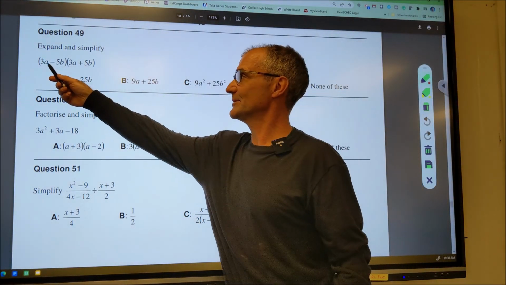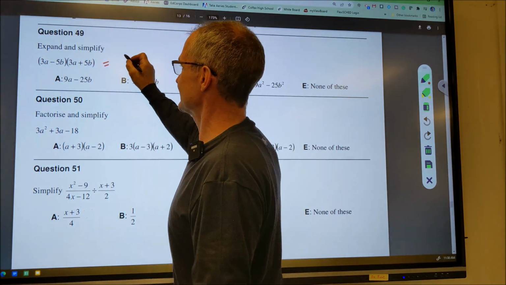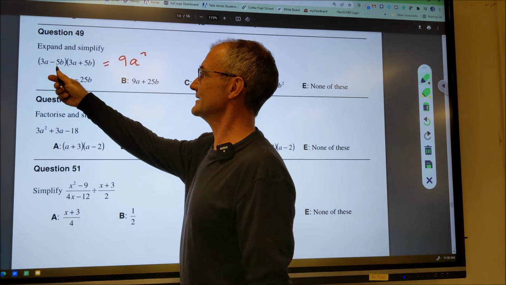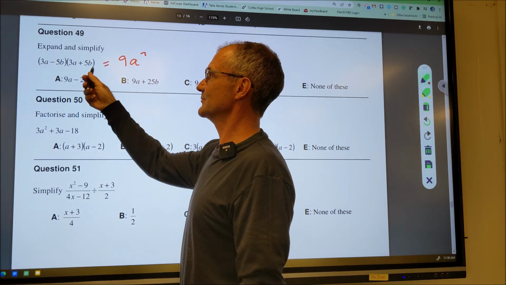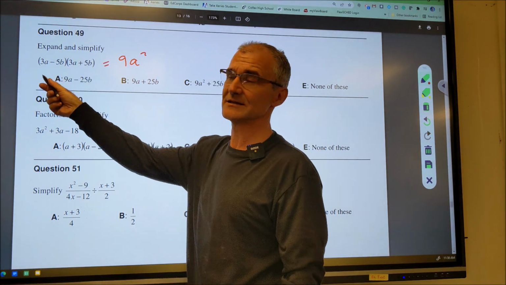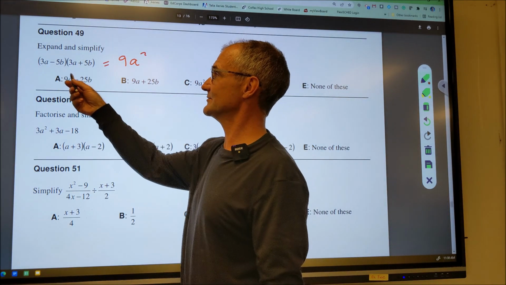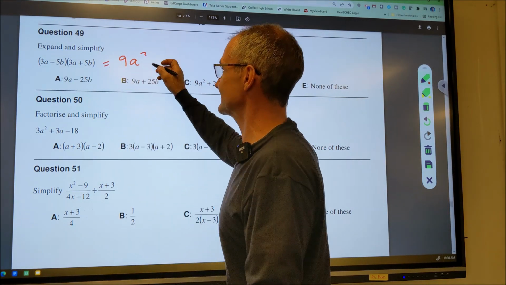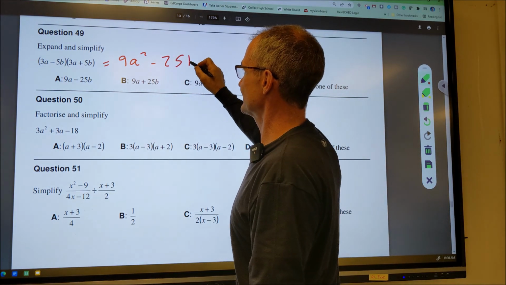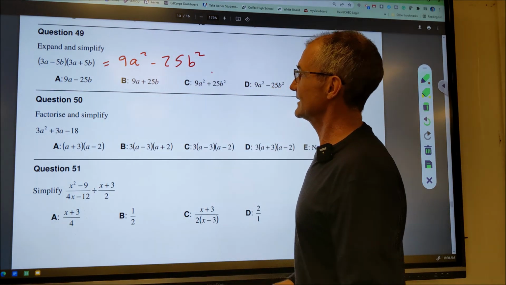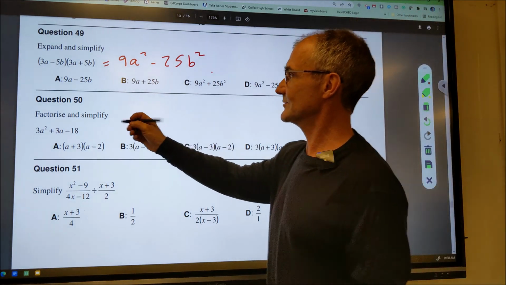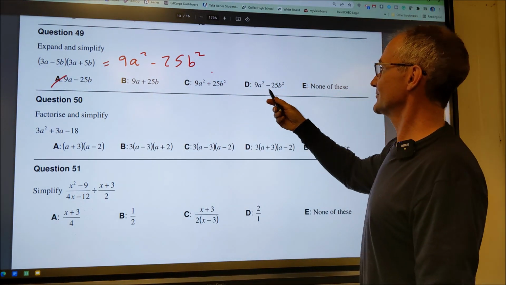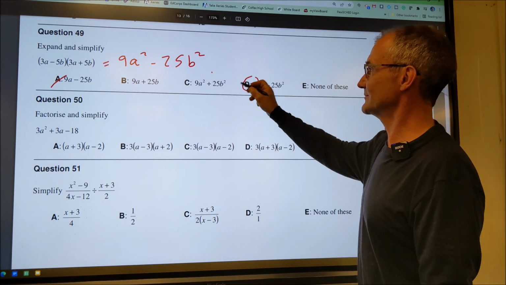A few more here, another quadratic. Again, I multiply my first terms together to get 3a times 3a, 9a squared, minus 15ab plus 15ab. So it's going to be a perfect square where that middle term drops out. Then my last term is negative times positive, negative 25b squared. And there it is. There's a quick distractor. That's not b squared. So I have 9a squared minus 25b squared. There's my solution.